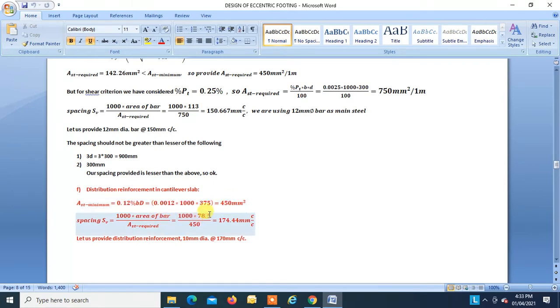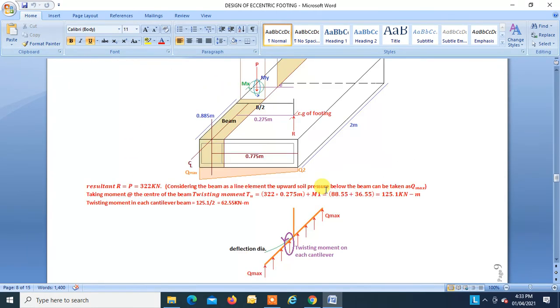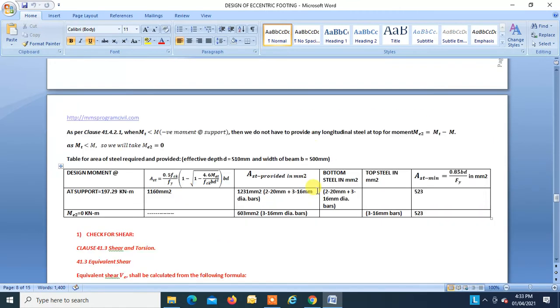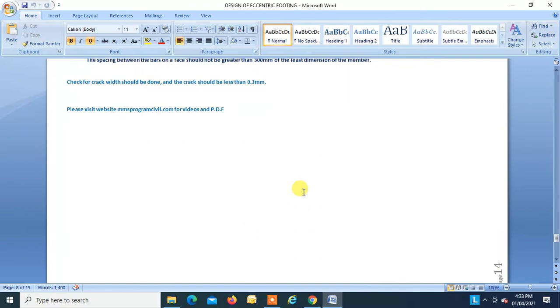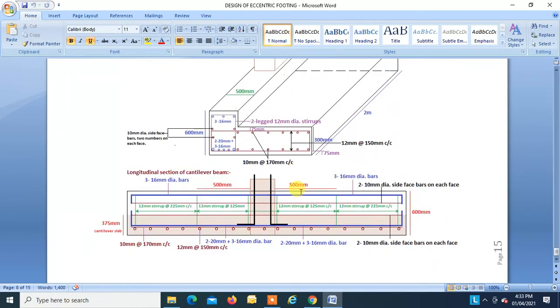We will be using 10 mm dia bar. The spacing required for the distribution steel is 174.44 mm center to center. So let us provide distribution reinforcement 10 mm about 170 mm center to center. Let me show this in the detailing. Okay, so we will see the detailing. Let me scroll down. Okay, so this is our detailing.